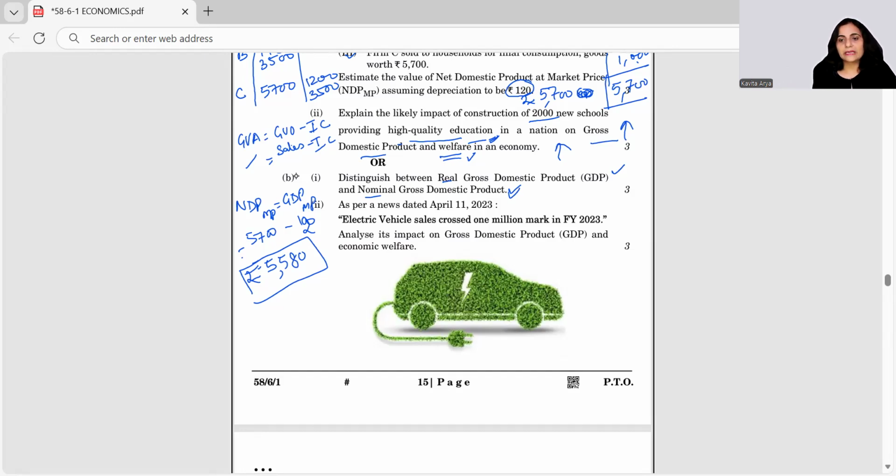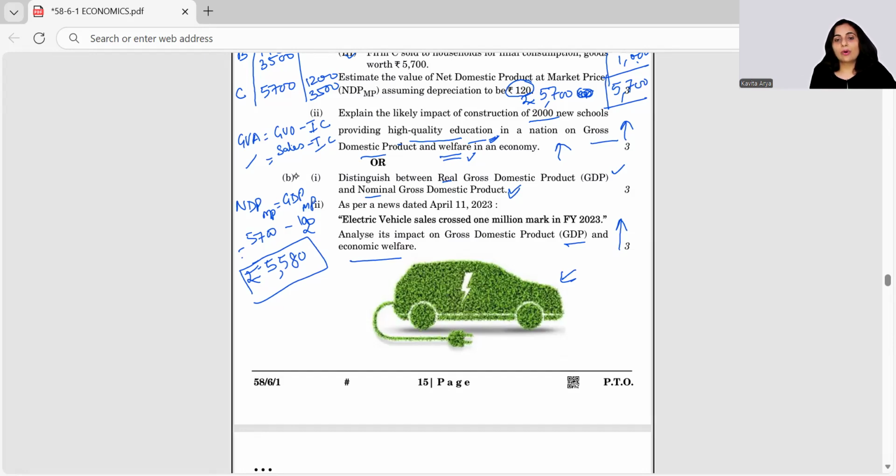Okay. And then the last question is electric vehicle sales crossed 1 million mark. Analyze the impact on GDP and economic welfare. So it's very much clear again here that because the production is happening for cars, and GDP talks about the production of goods and services in the economy, GDP would definitely rise because it will give employment opportunities and flow of goods and services to masses, right?